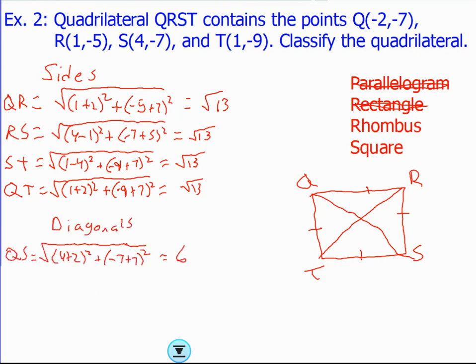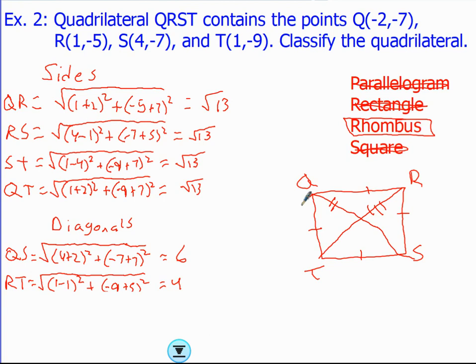So, going through my diagonals, QS works out to be just 6, and RT ends up being 4. QS and RT are not congruent, which tells me that this is not a square, it is a rhombus. So that's how you use the distance formula to classify a quadrilateral as being either a parallelogram, a rectangle, a rhombus, or a square.